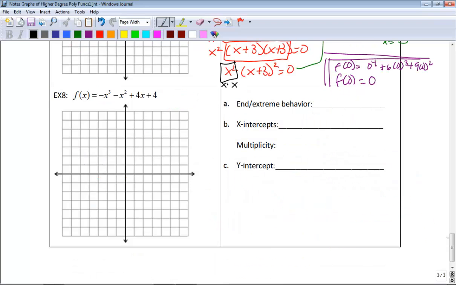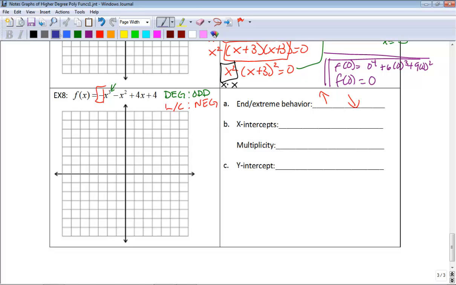All right, last one, negative x cubed minus x squared plus 4x plus 4. Same thing, different numbers. All right, step one, degree and leading coefficient. What's the degree of this function? I'm all multiplied out. It's 3. 3 is odd. Leading coefficient, number in front of x cubed, there's a negative there, so my leading coefficient is negative. What happens when your leading coefficient is negative and your degree is odd? Odd is opposites. So when it's negative and odd, it goes up left, down right.